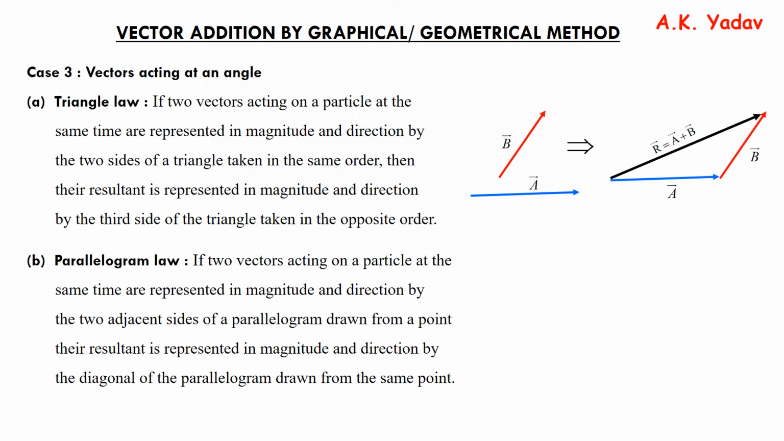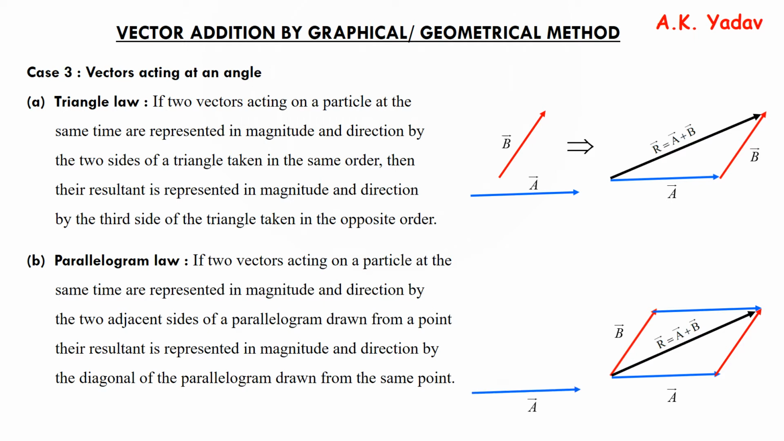Parallelogram law. If two vectors acting on a particle at the same time are represented in magnitude and direction by the two adjacent sides of a parallelogram drawn from a point, then the resultant is represented in magnitude and direction by the diagonal of the parallelogram drawn from the same point. So as you can see, the resultant of vector A and B is R, which is equal to vector A plus vector B.